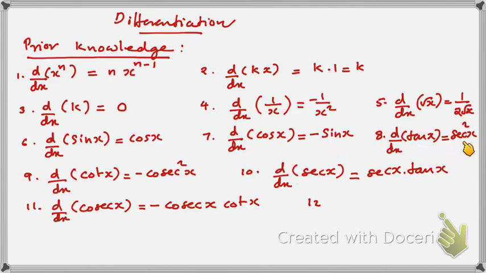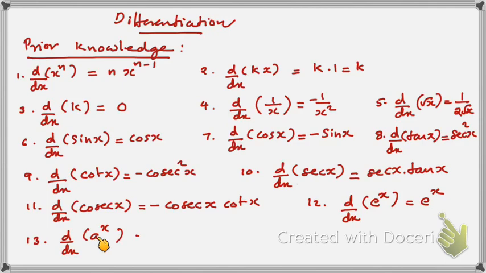Derivative of tan x is secant square x. Derivative of the corresponding co-function, cotangent, is negative cosec square x. Derivative of secant is sec x tan x. Derivative of co-function cosec x is negative cosec x cot x. Derivative of e raised to x is e raised to x itself.